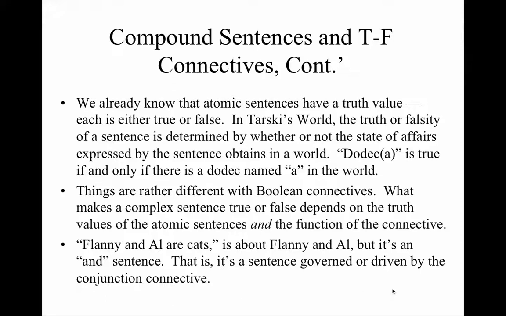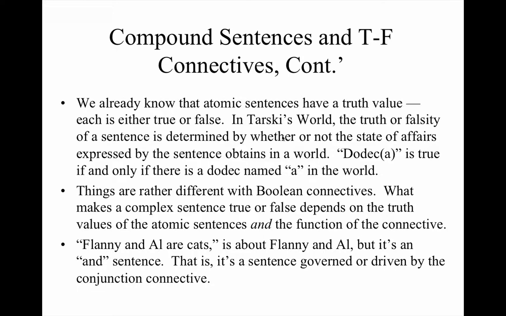All right, so we already know that atomic sentences are sentences that are either true or false. In other words, they are sentences that have a truth value. We know further that in Tarski's world, the truth or falsity of a sentence is determined by whether or not the state of affairs expressed by the sentence obtains in a world. In other words, is there a positive correspondence between the sentence and the given world? So we'd say the sentence A is a dodeck is true if and only if there is a dodeck named A in a given world.